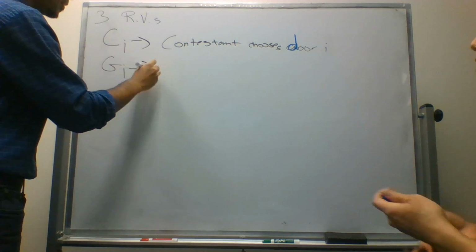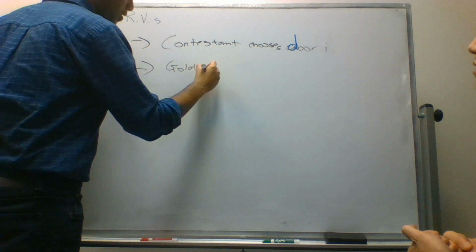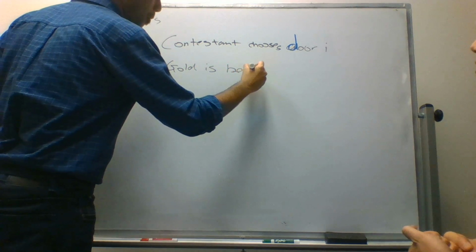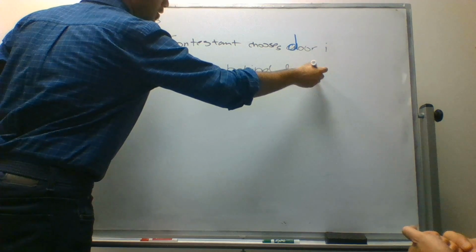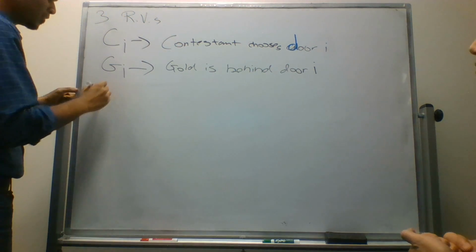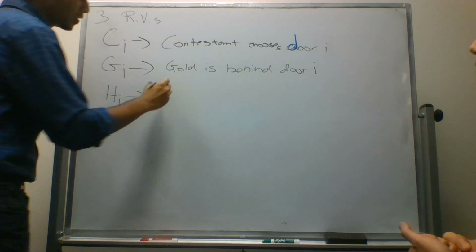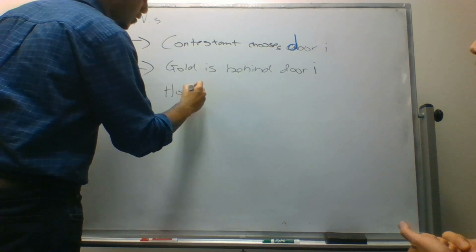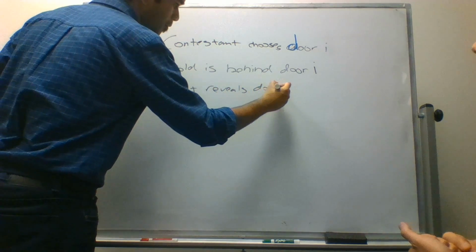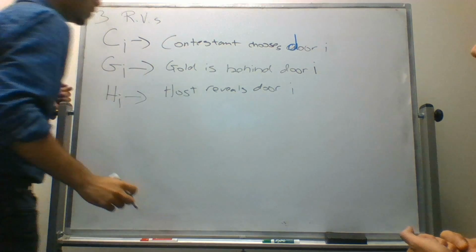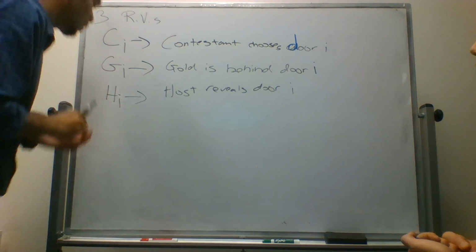G of I, where the gold is behind door I. And then finally we have H of I, host reveals door I. Okay. So let's list out whatever we know so far.